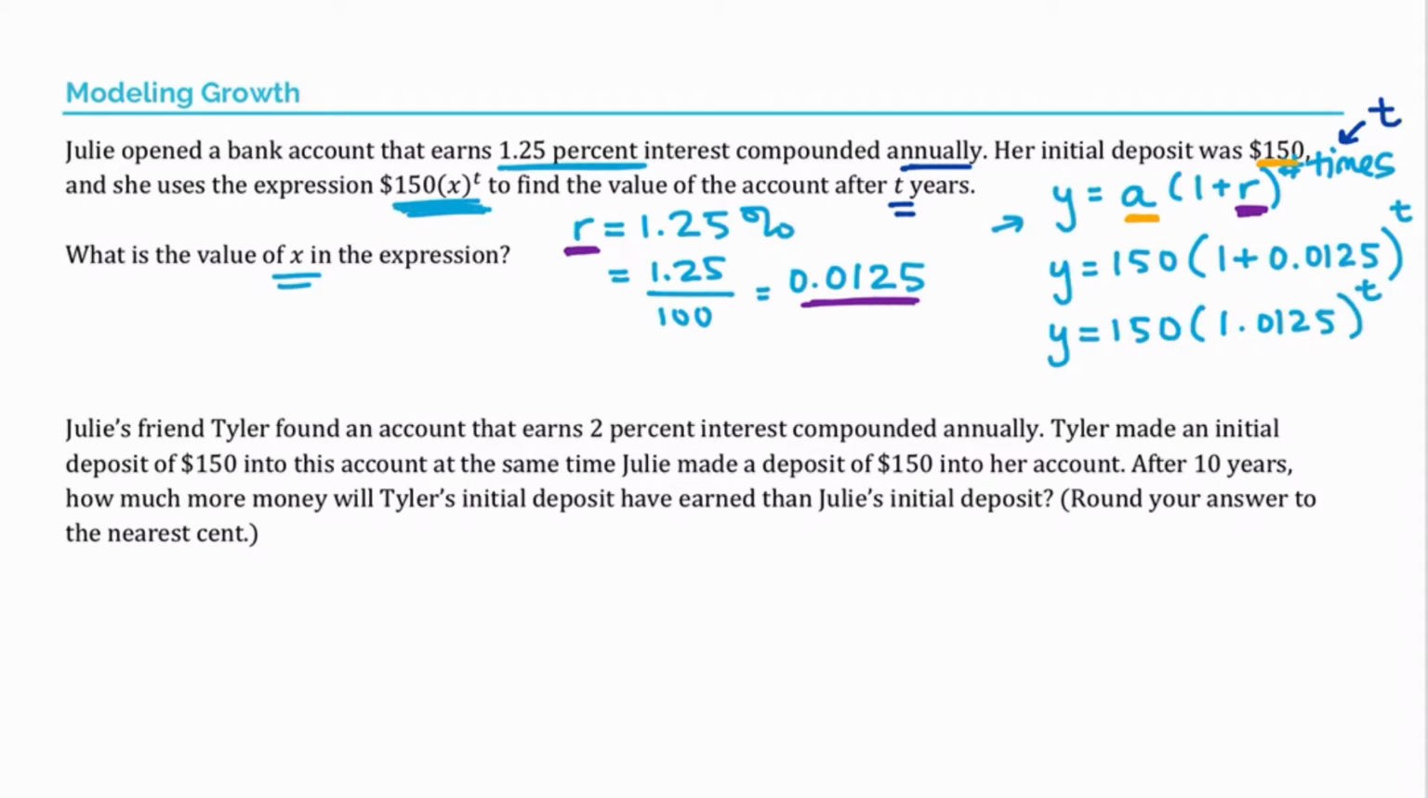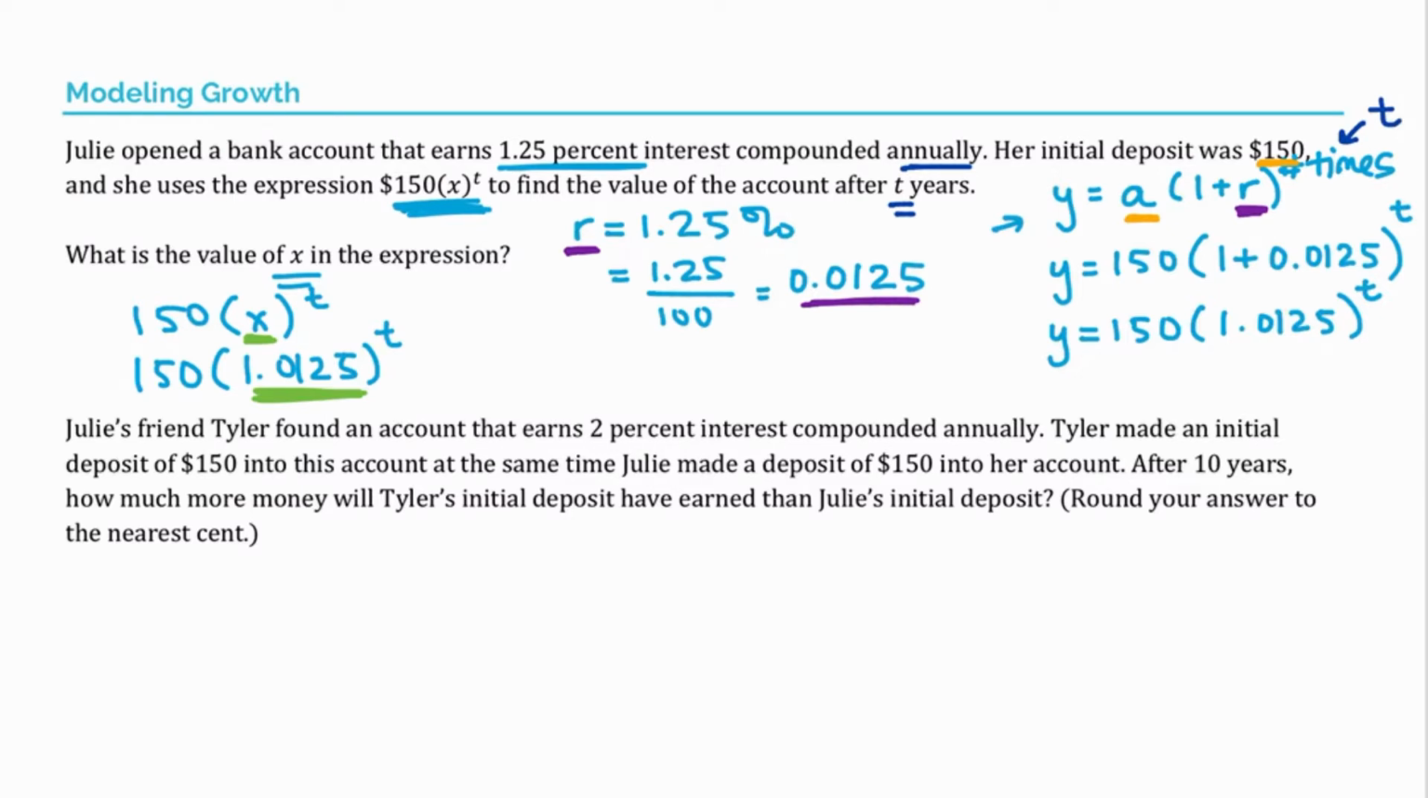Well, in her equation, the equation she used was 150 times x to the power of t. And we know that the equation is 150 times 1.0125 to the power of t. So the question, what is x? Well, guess what? X is 1.0125. So that is what we would write in to our grid-in answer.